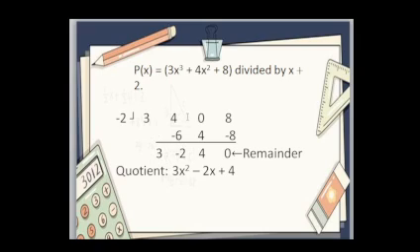The product will be put at the second column. And then you add 4 plus negative 6 is negative 2. And repeat the process of adding and multiplying. So we have negative 2 times negative 2 is positive 4. And 0 plus 4 is positive 4. 4 times negative 2 is negative 8. And 8 plus negative 8 is 0. Our remainder is 0. And our highest exponent of the variable is 3. So minus 1. We will start with 2 here as our quotient. So 3x squared minus 2x plus 4. And this is our quotient.